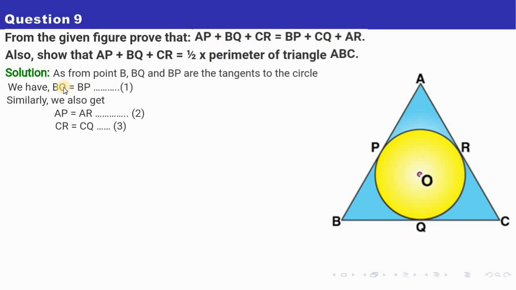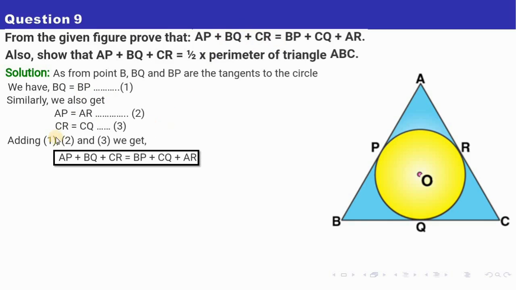So again we will add all these equations. So in the left hand side we have AP, BQ and CR, and in the right hand side we have BP, CQ and AR, right? So by direct addition we will arrive at our first part of the question. All right, so just by adding 1, 2 and 3 we will get the first part. Okay, so let me call this equation 4.